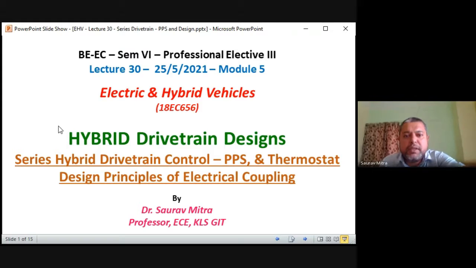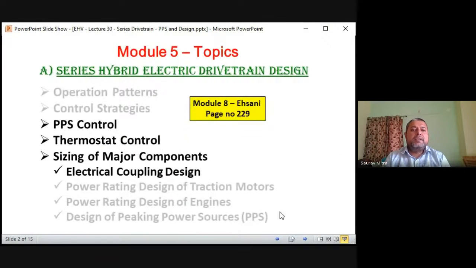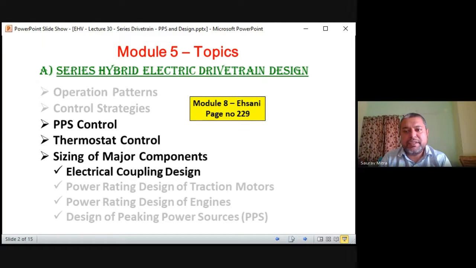So this is the 30th lecture in module 5. What we saw last day was the topic of series hybrid electric drivetrain. Series hybrid and parallel hybrid are the two electric drivetrains in module number 5. The first part is the series hybrid electric drivetrain, where we had started with operation patterns and control strategies.